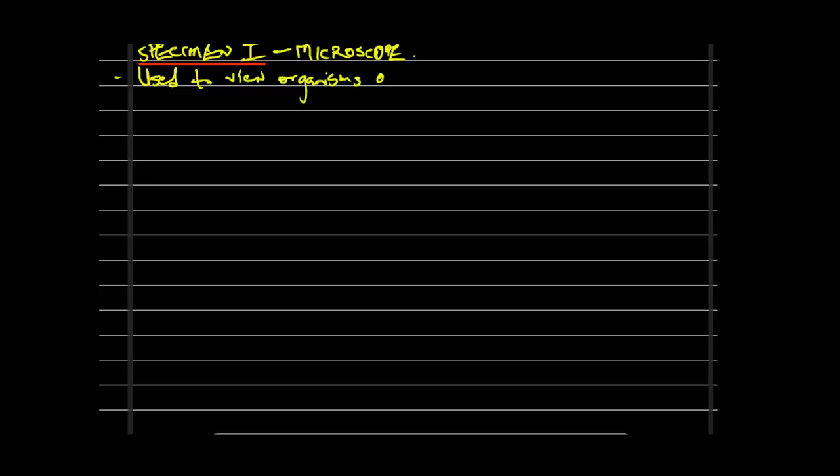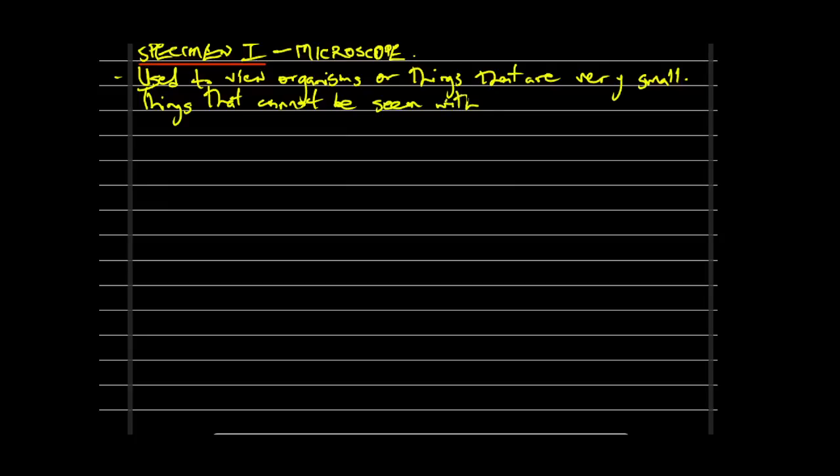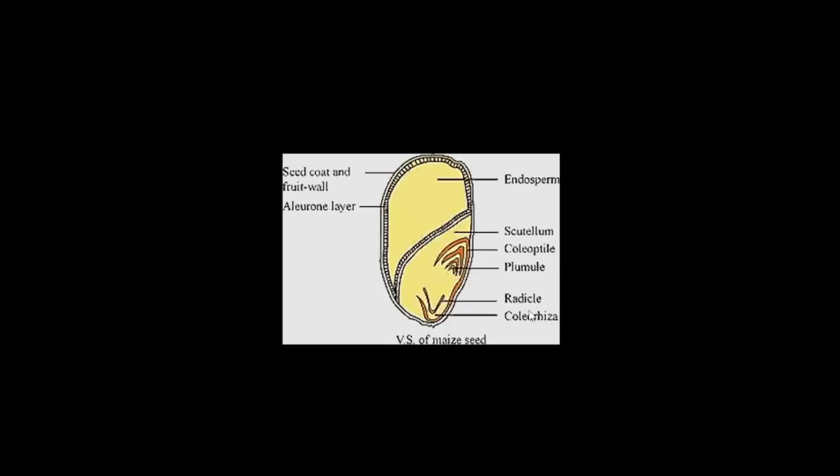Organisms or things that are very small, things that cannot be seen with the naked eyes. So that is what the microscope is. So it is used to view objects that are very, very small. Now, microscope has several parts. Some of the parts will be shown in this diagram that we have here.